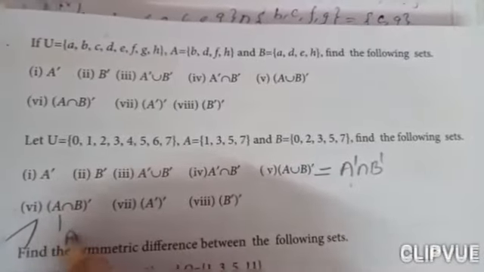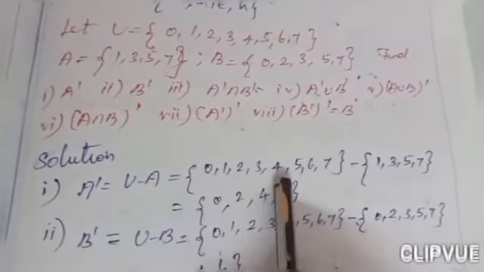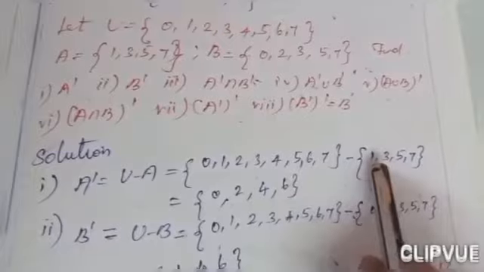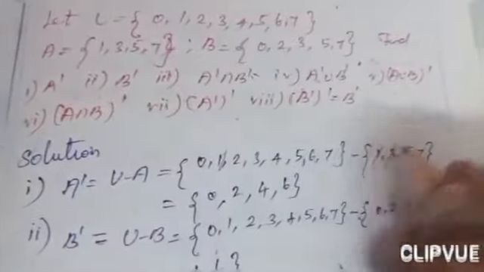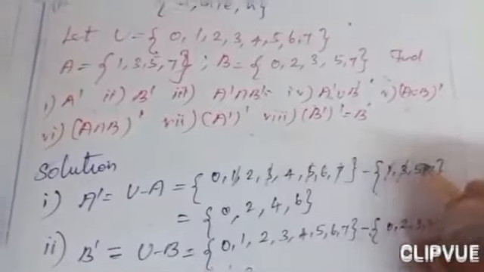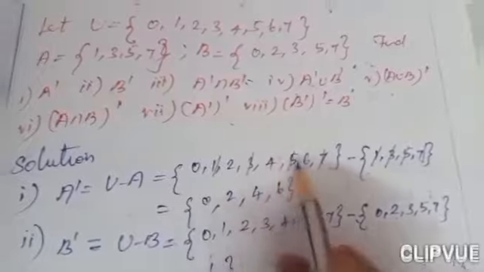So I already explained the question. Directly we are going to do the sum. First A dash, as already explained, we are subtracting the set A from the universal set. Write the universal set. After that, write the set A. Here cancel the common elements, 1, 3, 5, 7. What are the remaining elements we have? 0, 2, 4, 6. A dash is 0, 2, 4, 6.